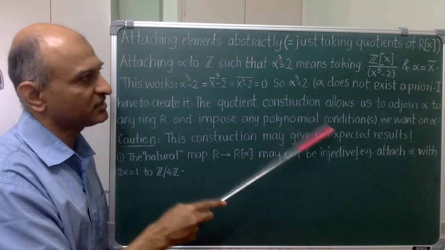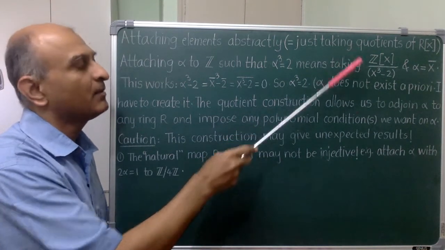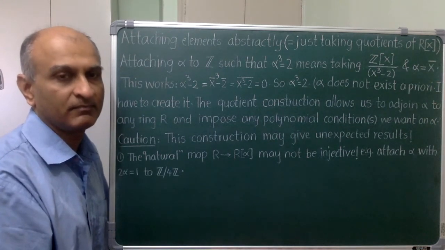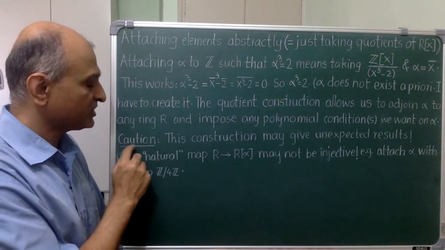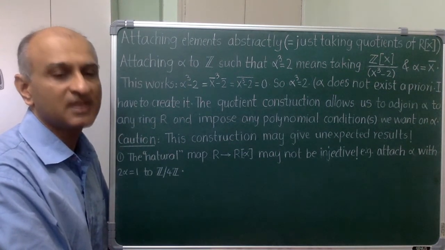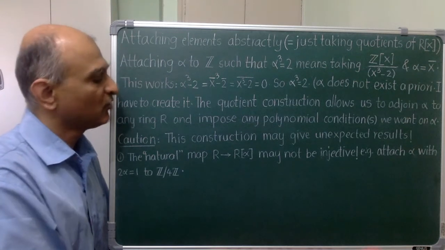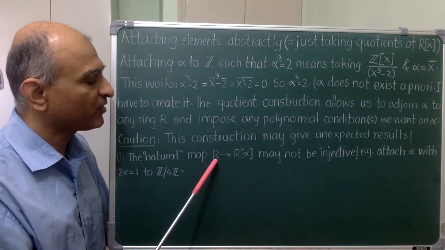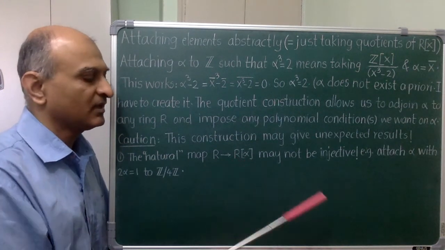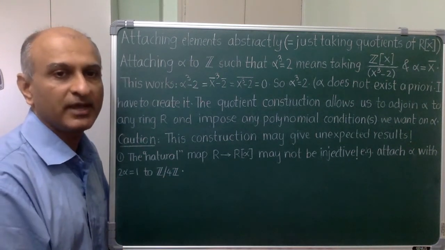Therefore, this construction is just another way of talking about quotients of polynomial rings. But psychologically, it is interesting because it gives a new way of thinking. However, you should be cautious in applying this construction in full generality, because it may give surprising results that are contrary to your psychological expectations. For example, the natural map from R to R adjoined with alpha may not be injective. I have given an example here. Attach alpha and see what you get.